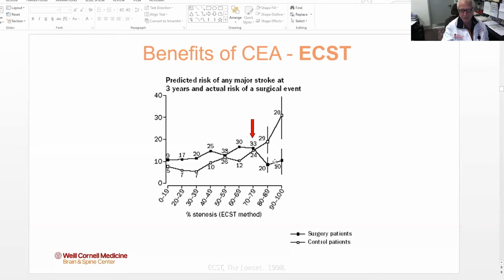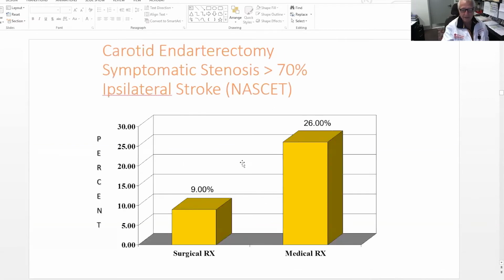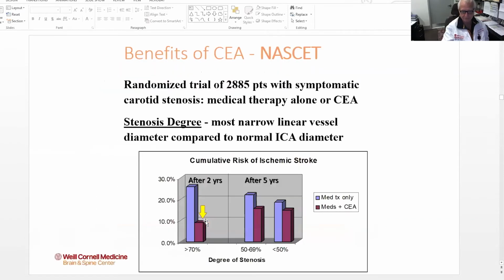There was a significant reduction in the risk for having major stroke or death in patients that were treated surgically versus medically. In the NASA trial, the reduction was 17%, reduced from 26% down to 9% in patients that were treated surgically. The benefits after 2 years, you can see, are significant, from 26 down to 9. After 5 years, in the 50 to 69% range, there is also some benefit.